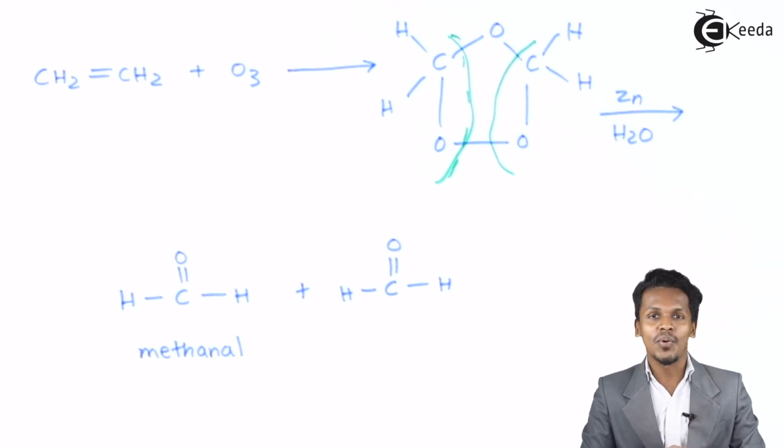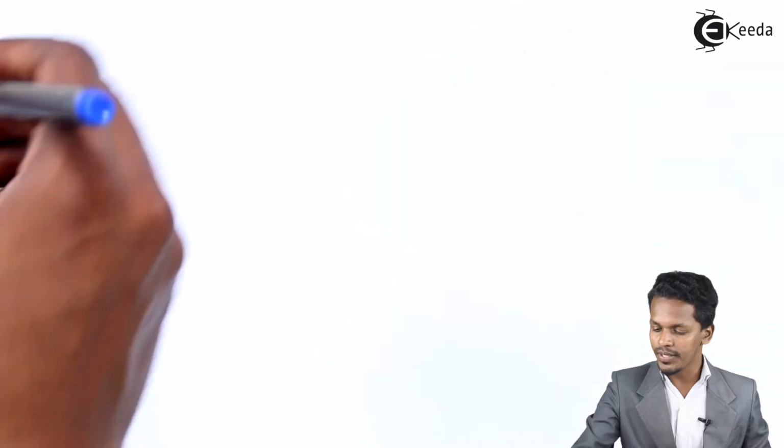Now let us discuss the next one. And now let us talk about how we can prepare a ketone by ozonolysis of an alkene. For that we have to use a specific alkene, and that is what I'm mentioning over here.